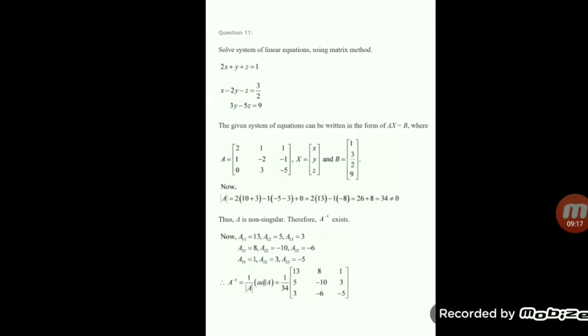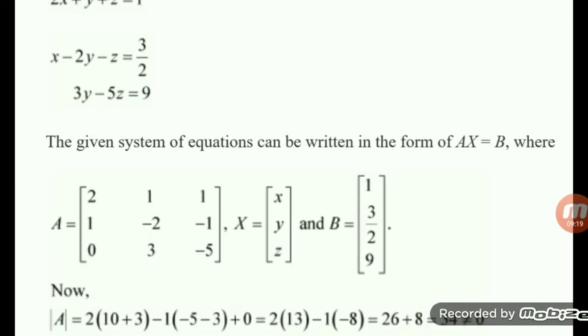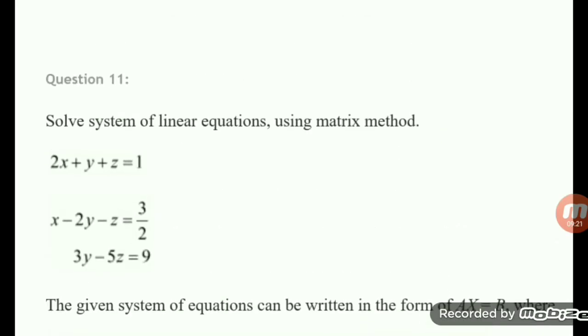So now you see question number 11 is a little bit different. That's why let me tell you how I got the solution. Here, to solve the system of equations, the method is the same, the matrix method. Here we have three variables x, y and z, so when you put this system of equations in matrix form, you will get a 3 by 3 matrix. The given system of equations can be written in the form Ax equal to B.